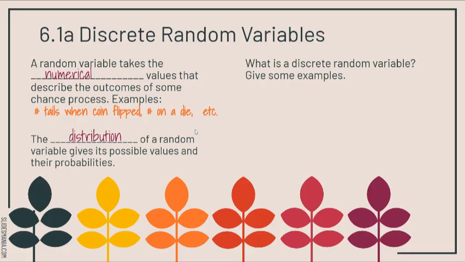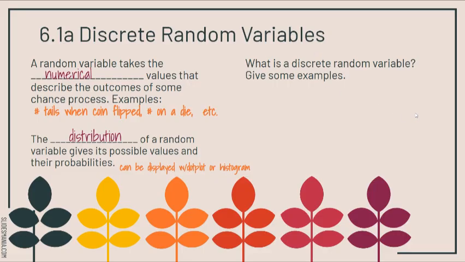The distribution of a random variable gives its possible values and their probabilities. So we are going to put that on a histogram, or we could put it on a dot plot. A histogram or dot plot is a way to show the distribution. It shows how many of each of the values.